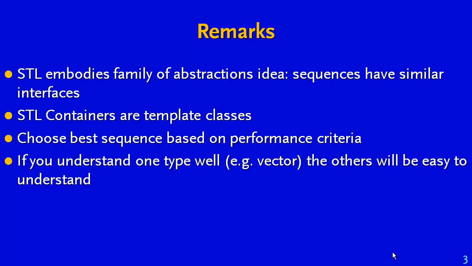A nice bit of buzzword here is the families of abstraction idea. All the sequence containers have the same kind of interface, the same functions. So if you understand one well, for example vector, it's very easy to learn deque and list. A queue is first in first out. It's like a queue at a supermarket with no priority.